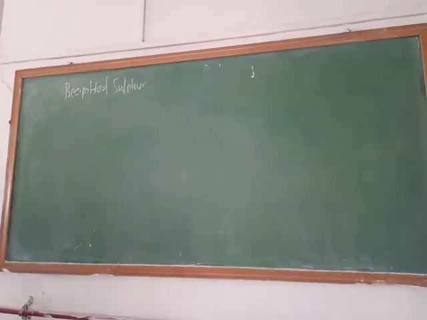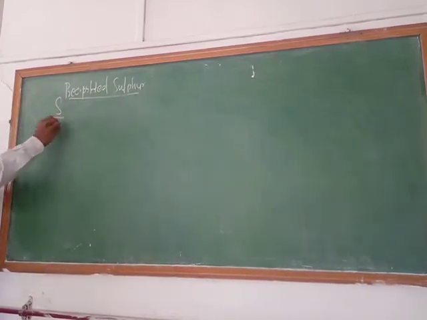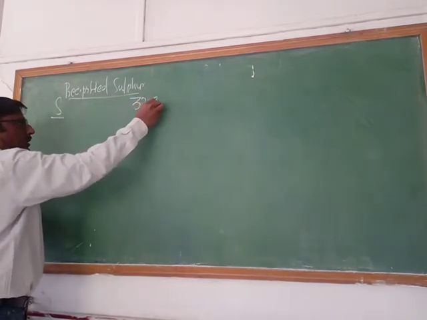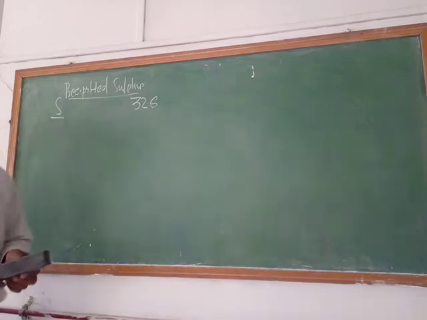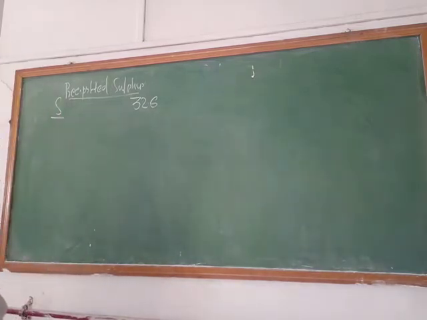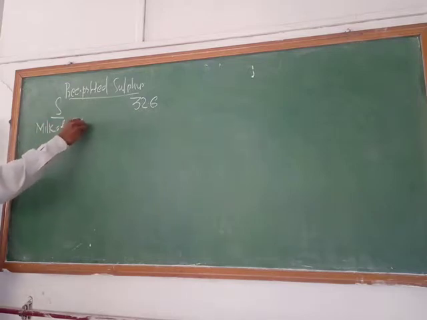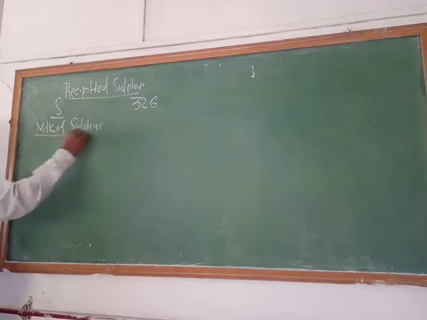Now we start the monograph of all these three compounds one by one. So first, precipitated sulfur. Molecular or chemical formula of sulfur, that's S. Molecular weight of sulfur, that's 32.6. Synonym, that is milk of sulfur.